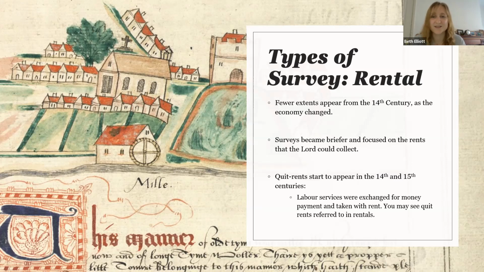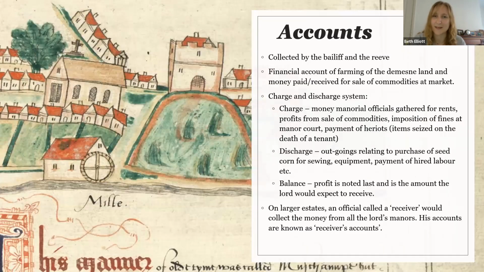You may or may not see this term appearing, but if you see quit rents, this refers to labour services that were exchanged for money payment and taken with rent. So again, depending on the sort of archive catalogue that you're looking at, all of these may be referred to as surveys, or they may be referred to by these individual terms. It's just worth bearing in mind. The terms themselves can often help you a little bit to know where the emphasis might be within the survey.